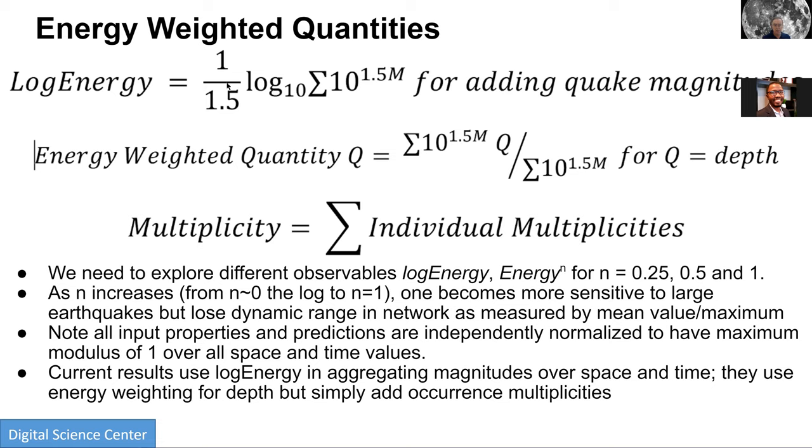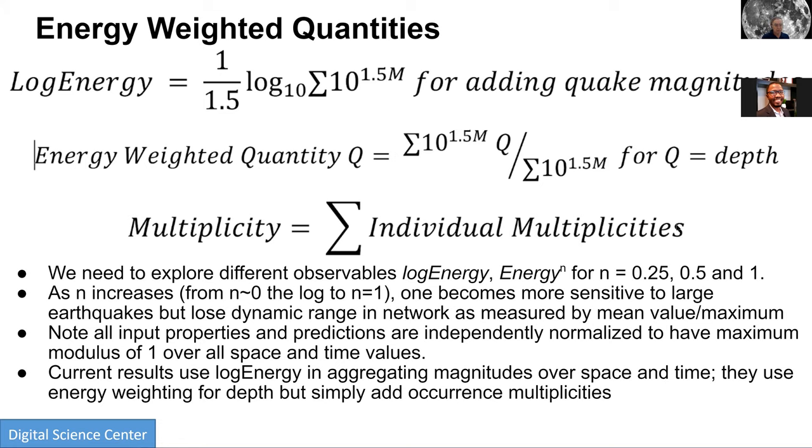This log energy is actually very similar to taking the maximum magnitude. So that's just another strategy. When you have a set of values, you can just take its maximum. And if those values are varying strongly like they are here, the log energy and maximum are pretty similar. However, there was one thing we just added, and that's counting the number of earthquakes.